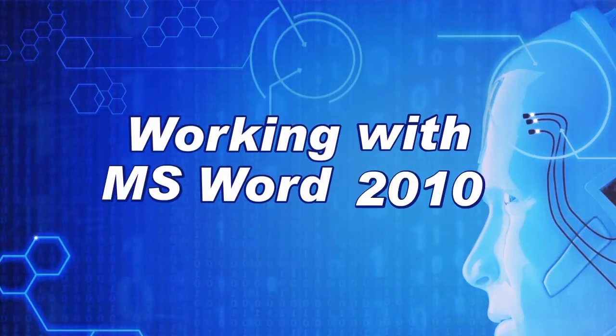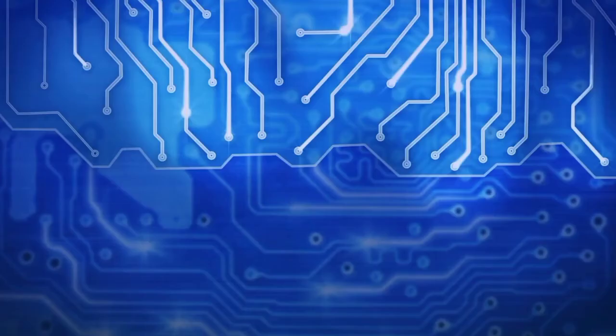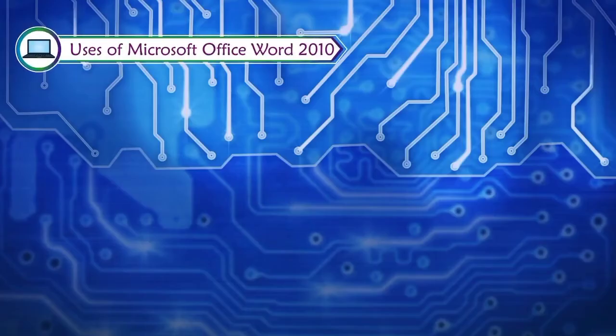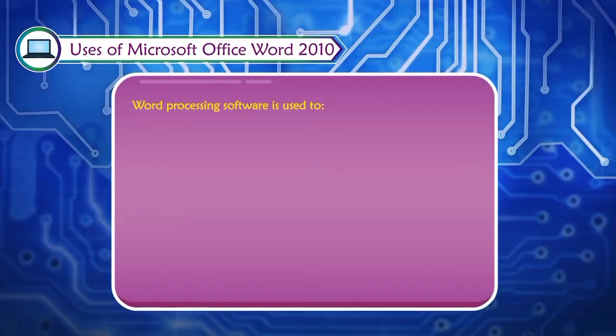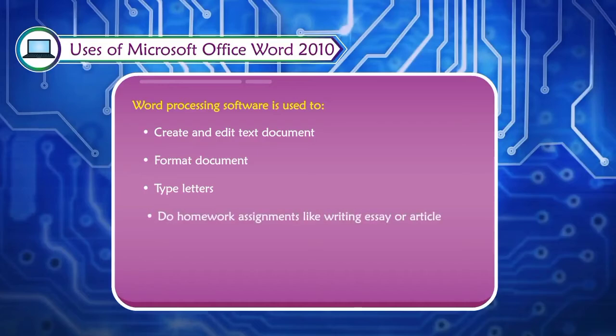Working with MS Word 2010. Uses of Microsoft Office Word 2010. Word processing software is used to create and edit text documents, format documents, type letters, do homework assignments like writing essays or articles.